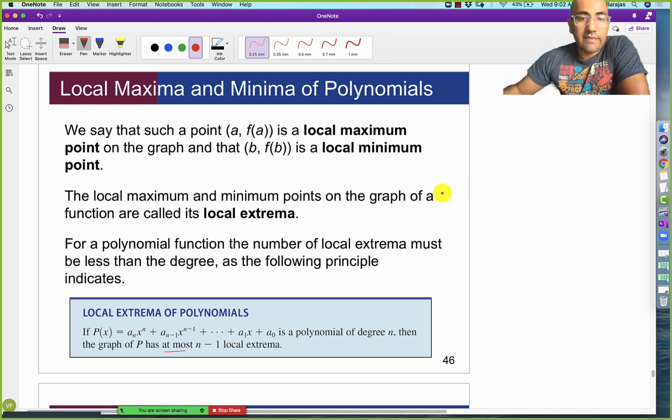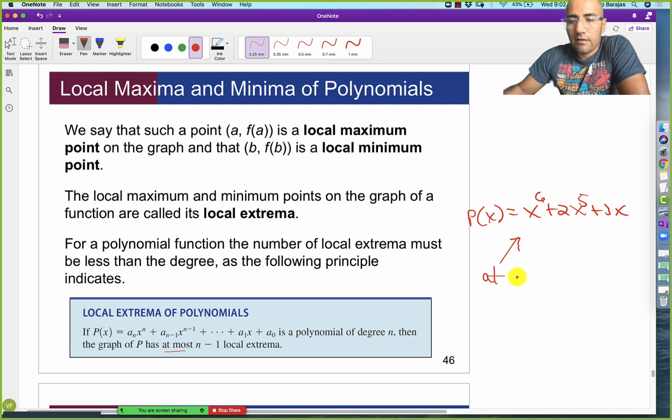So this is saying that if we have a polynomial of the form p of x equals x to the 6th power plus 2x to the 5th power plus 3x, for example, this theorem is saying that it has at most 5, right? n minus 1, 5 bumps, local max slash local min. But it doesn't have to have that many.